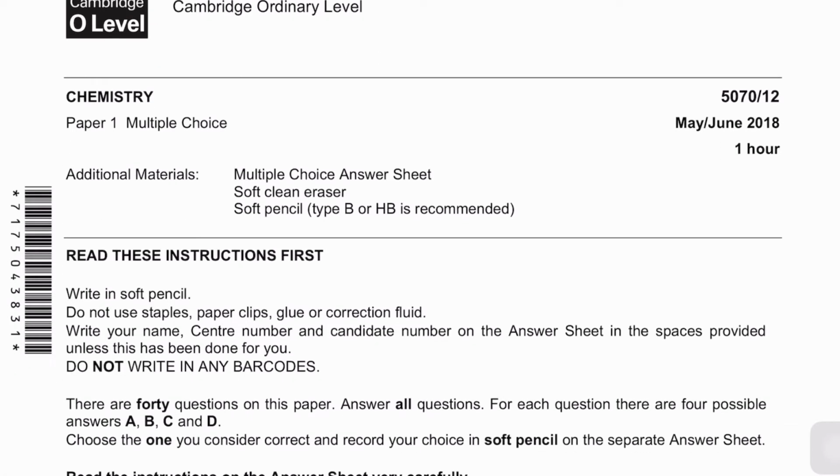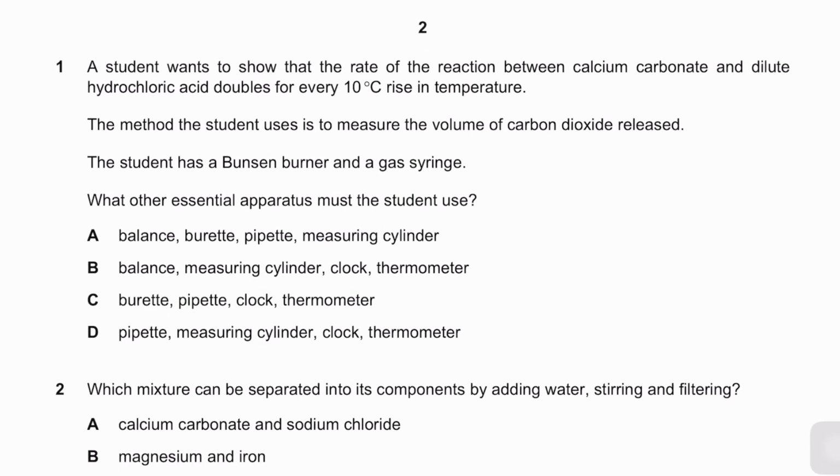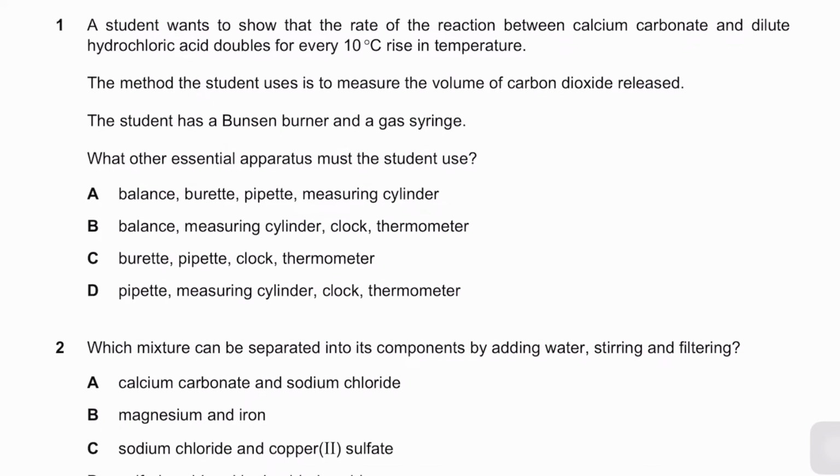Hello everyone, in today's video we're going to be doing paper 1 multiple choice of May-June 2018 chemistry for GCE O Levels 5070 paper 1, paper 1 variant 2. So let's start with question number 1.